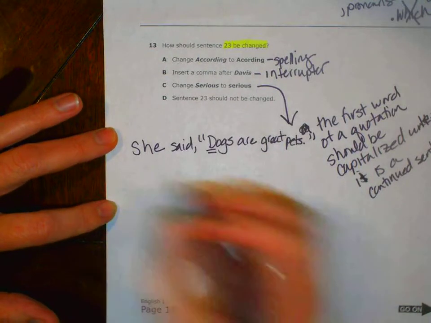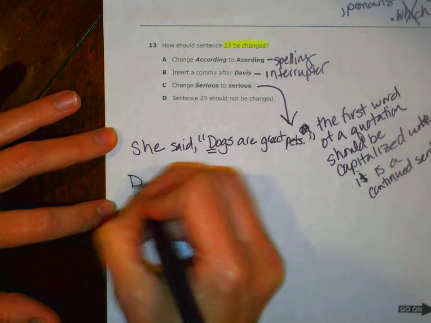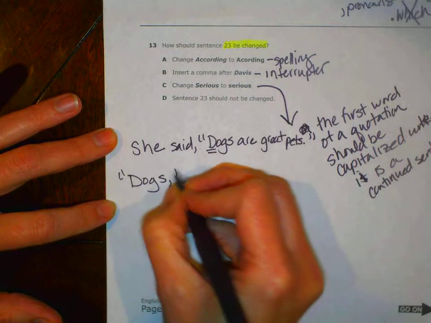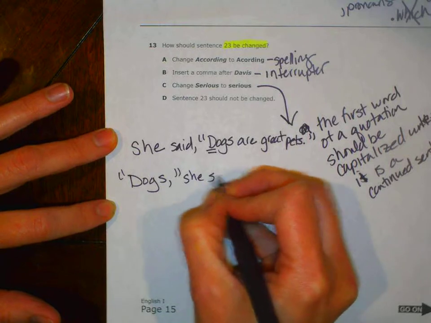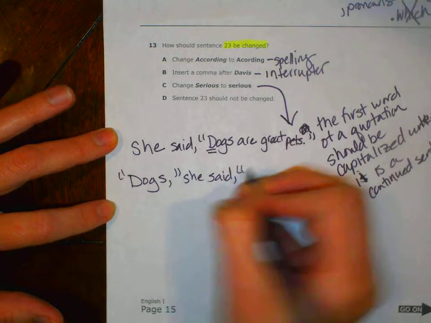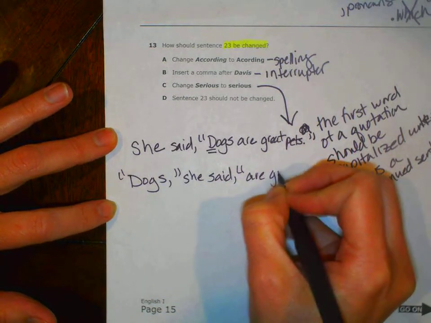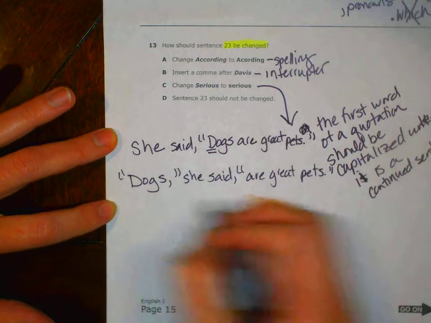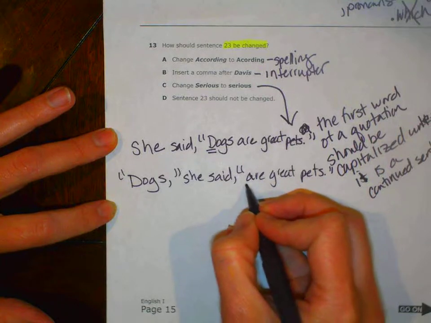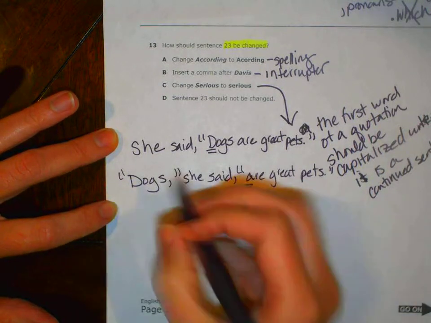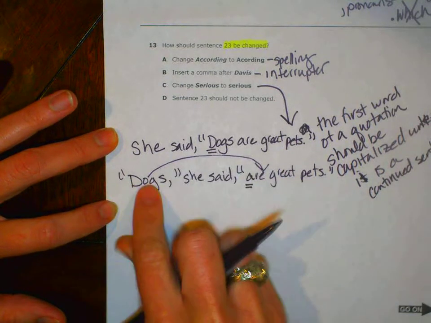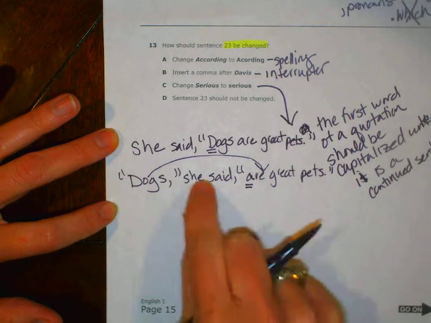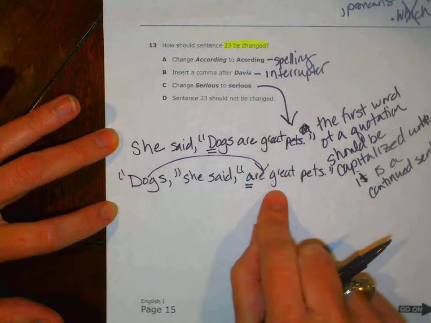Now look at this. Dogs, she said, are great pets. So, do you see how I didn't capitalize are? Because it's a continuation of the same sentence. Dogs are great pets. So I don't capitalize the word if my sentence is being continued.